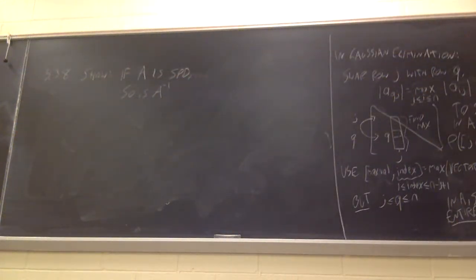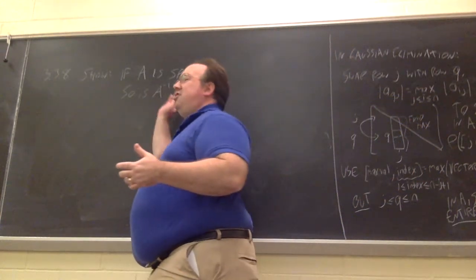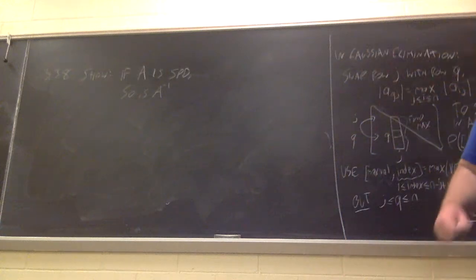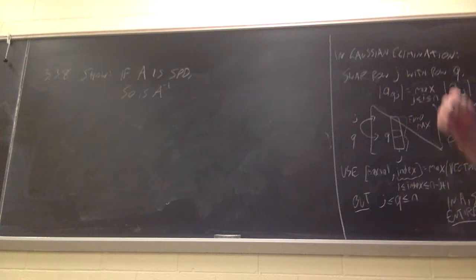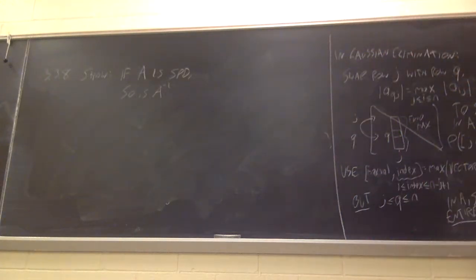Basically what I'm going to do is restate the problem in a more helpful way. Really this is good advice for doing proofs anyway: if you're asked to show something like this, show A inverse is symmetric positive definite, you want to go from that statement to an equation that you want to show holds. How do you get that? Using definitions, in this case the definition of symmetric positive definite.